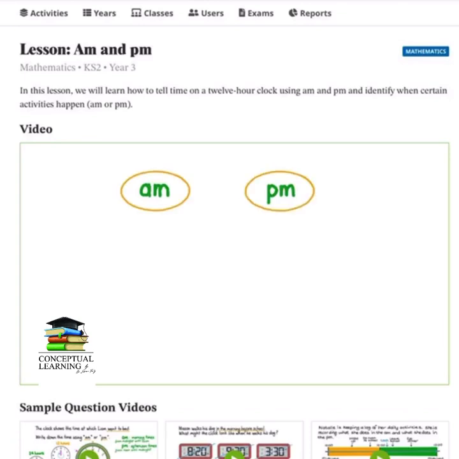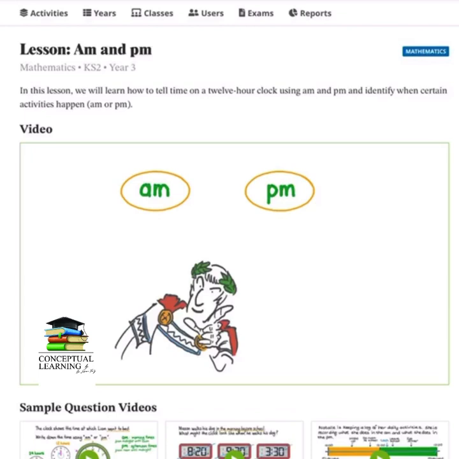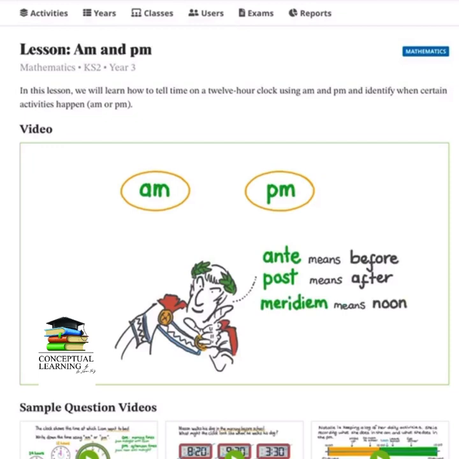AM and PM. Now you don't need to learn the next part, but it is interesting. And sometimes hearing about interesting things can help us understand things better. So let's go back in time, all the way to ancient Rome. Now the Romans spoke a language called Latin, and a lot of the words we use in maths come from Latin words. Let's have a quick Latin lesson. The word ante means before, the word post means after, and the word meridium is a time of the day. It means midday or noon.